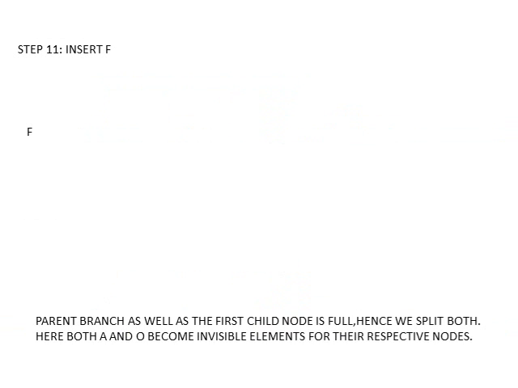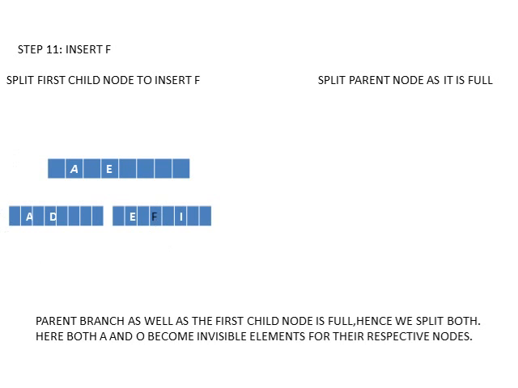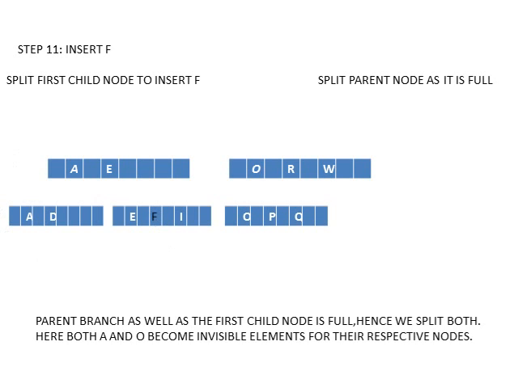Next key to be inserted is F. From the previous slide we see that the left child node is already full, and so is the parent node. So here we split both the parent node as well as the left child node. The left child node is split into the AD node and the EI node. Next we accommodate F. Next, since the parent node is full, we split that too. So the AE node and ORW node come into existence.